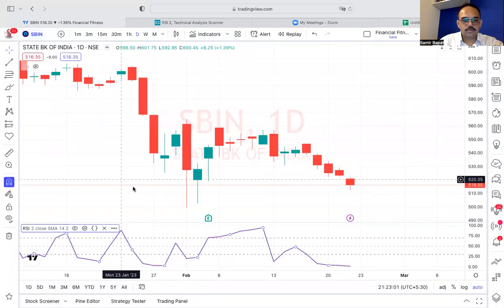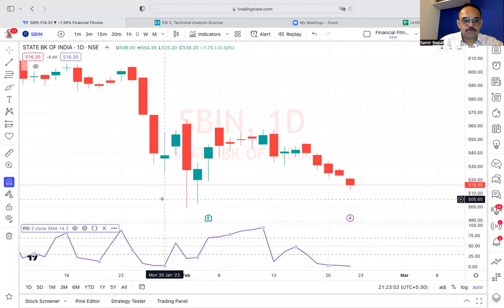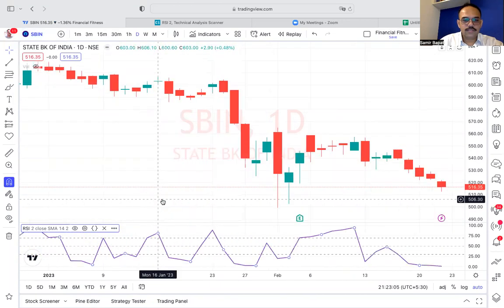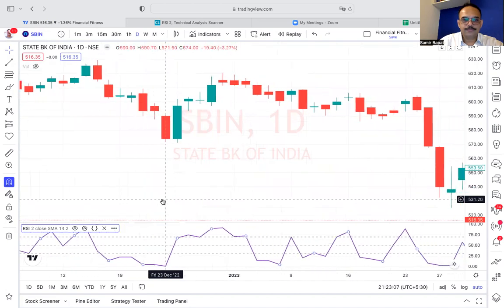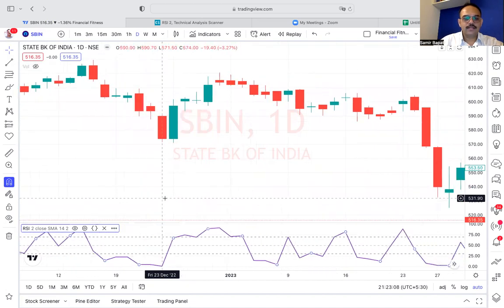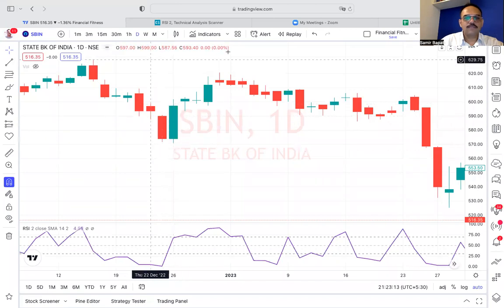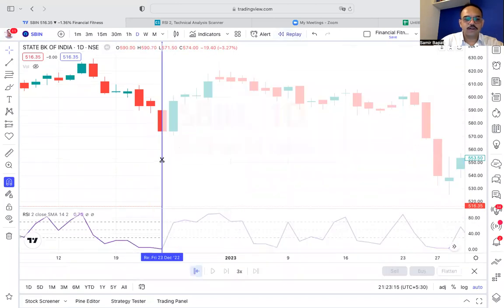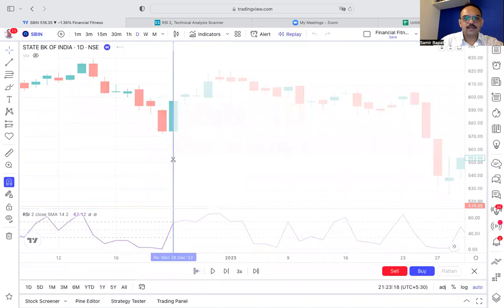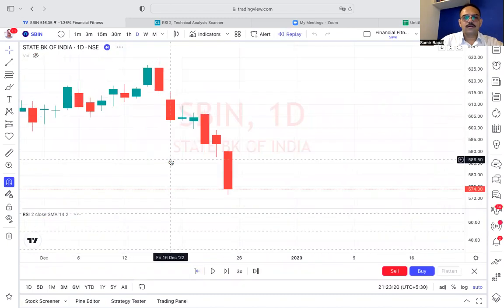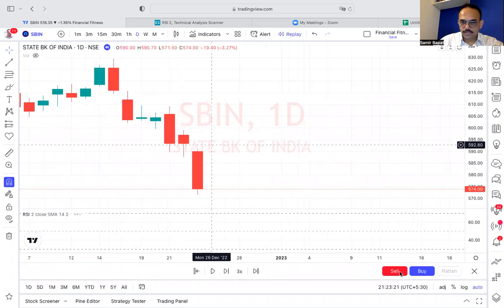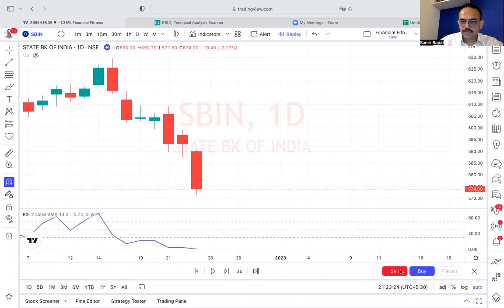Okay, let's go to 23rd of December. Here is the 23rd of December. This was our candle. Someone was asking me how to check for this thing. Piyush, right? Piyush, who asked? Someone asked, right? Piyush, okay.